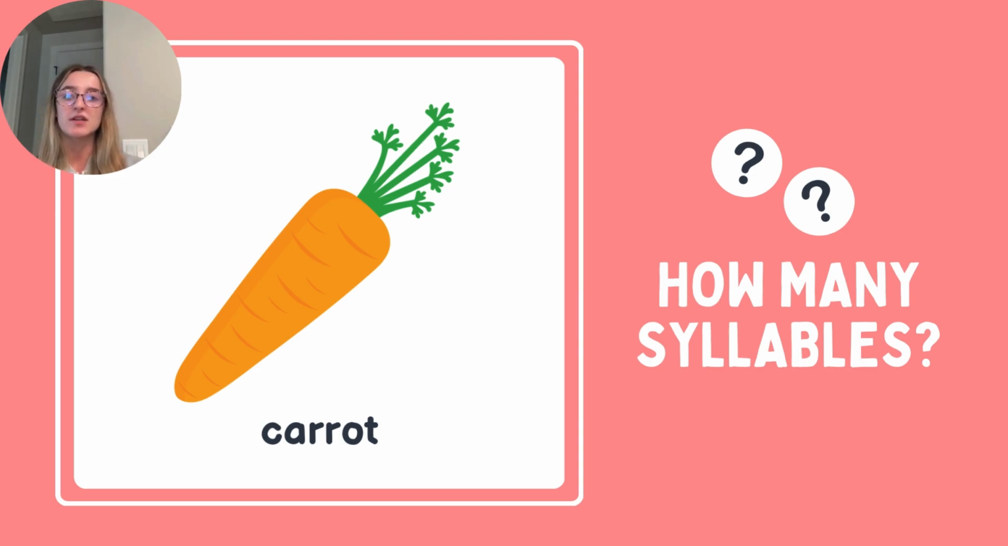What is this one? This looks like a carrot. All right. Can you use your clapping method? You have to get your hands ready. Good job. Now can you write on your whiteboard how many syllables that were? How many claps did we do? Good job. We did 2.